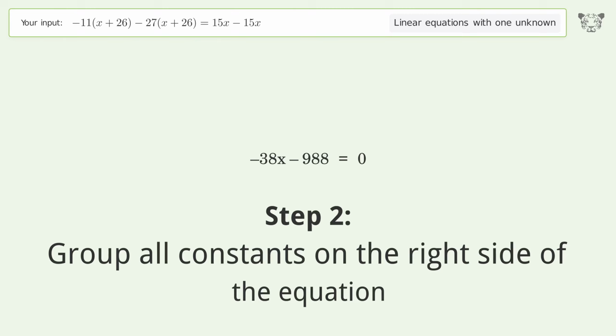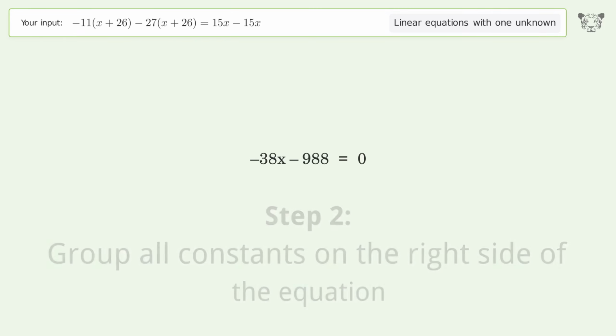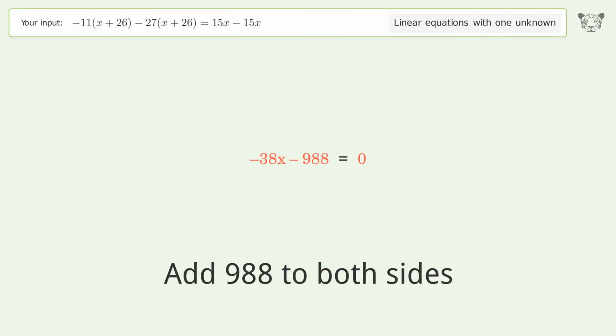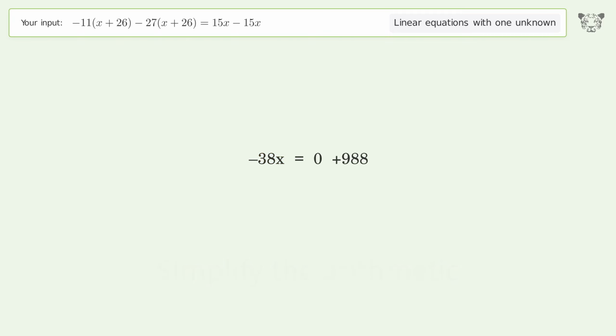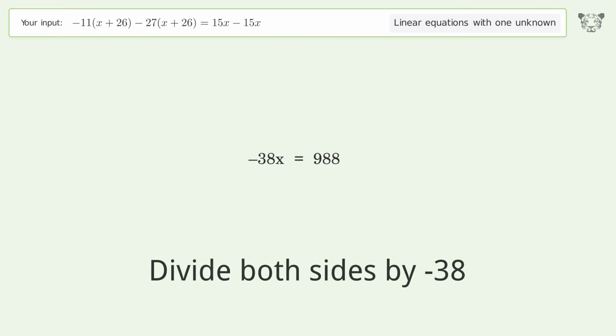Group all constants on the right side of the equation. Add 988 to both sides. Simplify the arithmetic. Isolate the x. Divide both sides by -38.